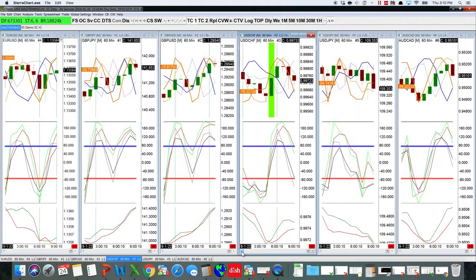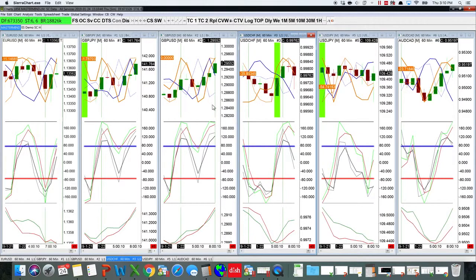Let's look at another one. Let's look at a 0 trade. So the Thick Orange is at 0. The Thick Orange is pointed up.